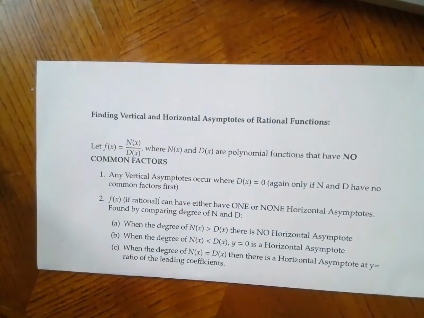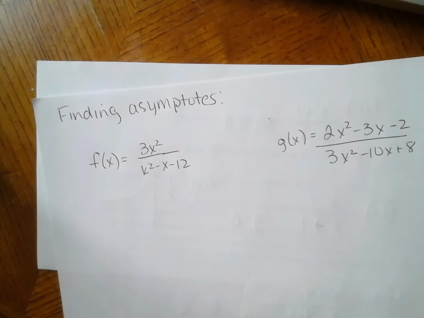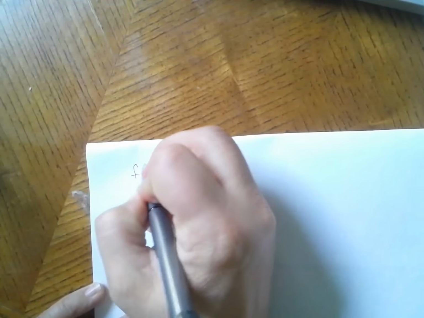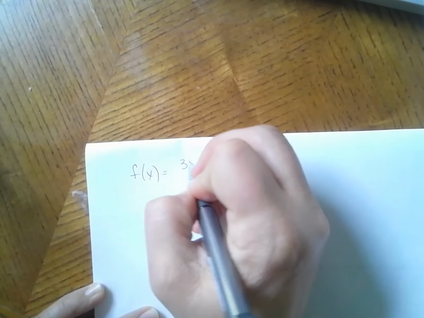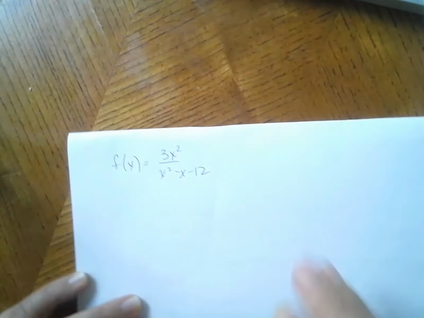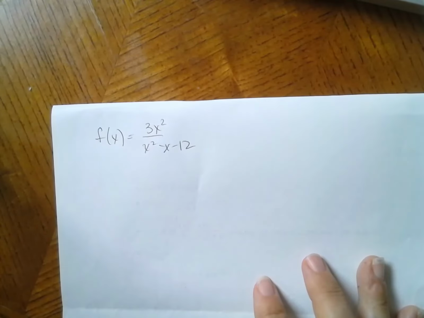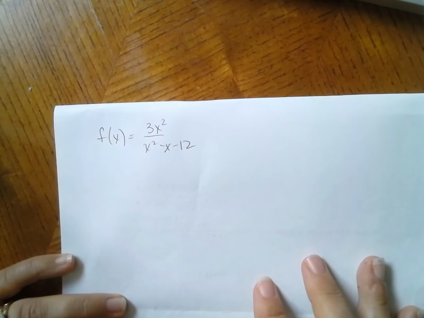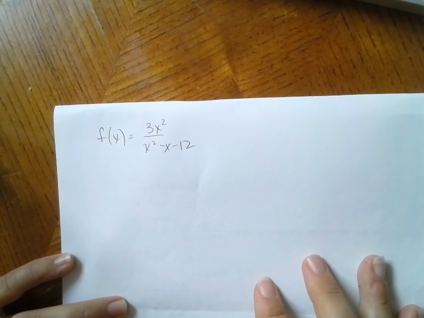Okay, so let's do a couple of examples. We're just going to find some vertical and horizontal asymptotes here. We'll start up here. So let's look at f of x is equal to 3x squared over x squared minus x minus 12. And we want to basically name all of the asymptotes, whether they're vertical or horizontal.